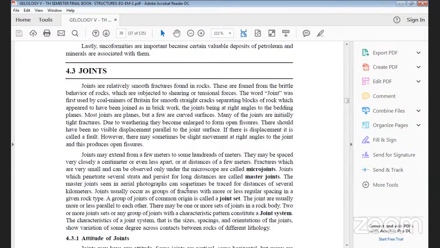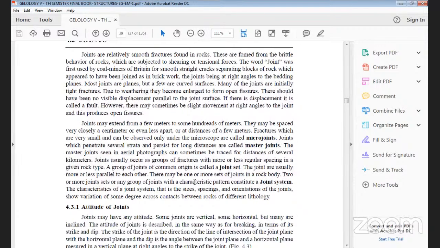There may sometimes be a slight movement at right angles to the joint, and this produces open fissures. Joints may extend from a few meters up to hundreds of meters. They may be spaced very closely, a centimeter or even less apart, and sometimes the distance is a few meters. Fractures which are very small and observed only under the microscope are called micro joints.